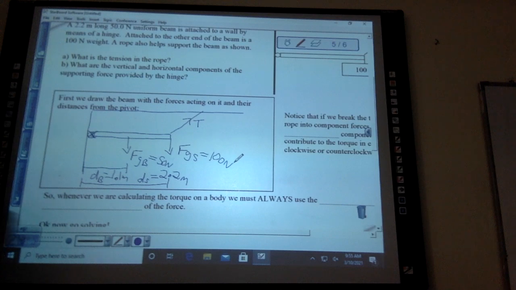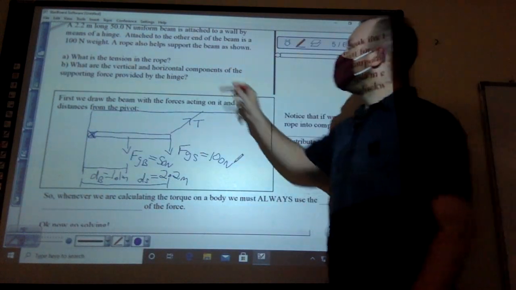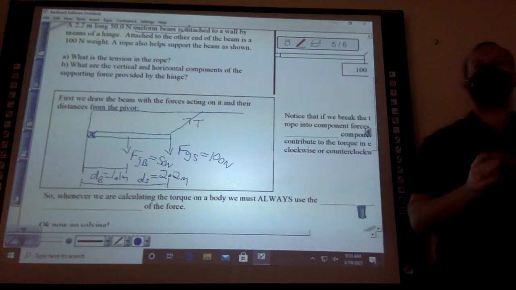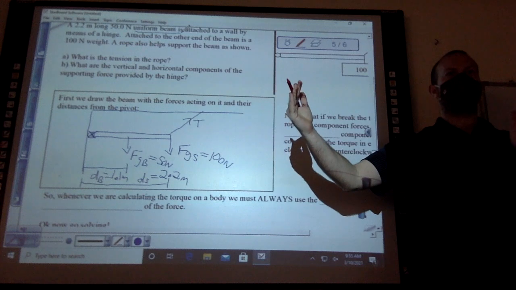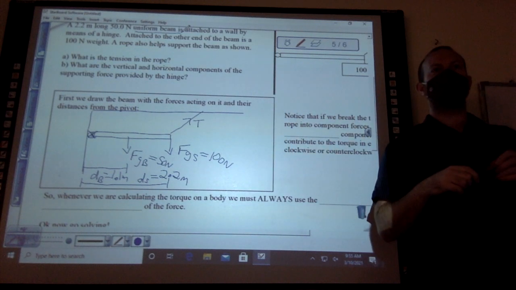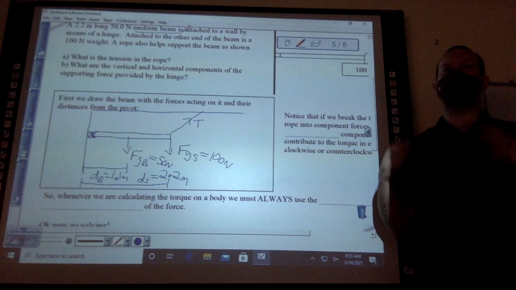So that's a good question. Is FG of the beam always in the center? If it tells you it's uniform, yes. Uniform means equal density throughout the whole thing. If it's not uniform, I would have to tell you where the center of gravity is. So it's either going to be given in the question or you just assume it's in the center.